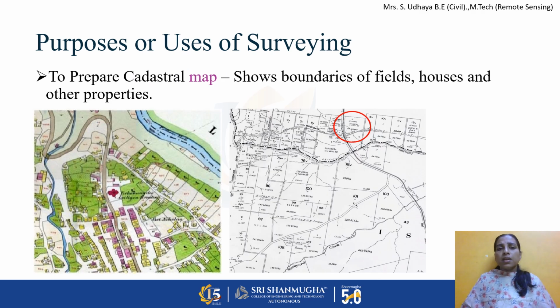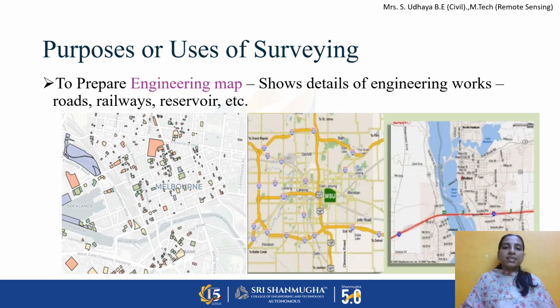And also we can prepare a cadastral map. A cadastral map is the one which shows the land ownership details. It shows the boundaries of the properties. If we are buying or selling any property, the land ownership details can be mentioned in this cadastral map. Next, coming to the engineering map. Engineering maps show details of various engineering works and projects like road construction, bridge construction, railways, reservoirs. All the engineering construction activities are mentioned in the engineering map.